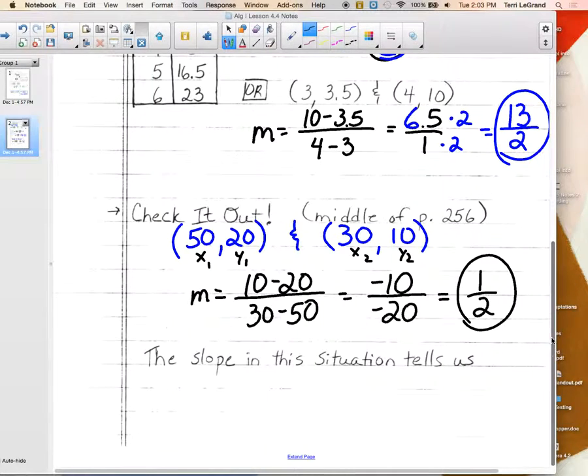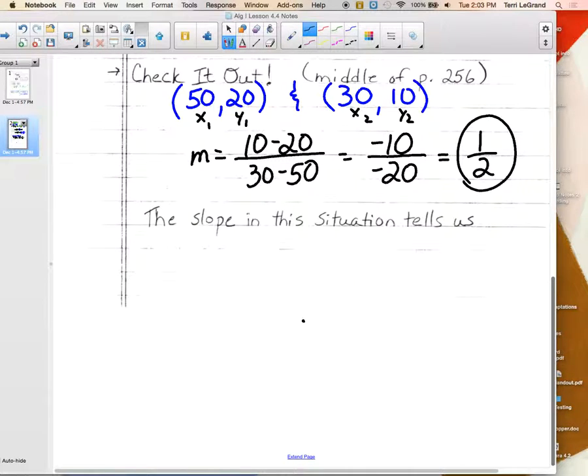Remember, slope is like rate of change. So if x is representing the number of days and y is representing the height, what is this slope of 1/2 actually telling us? Remember, the y's are upstairs, the x's are down. So what we really have here is 1 centimeter, because that's the y's, per 2 days.